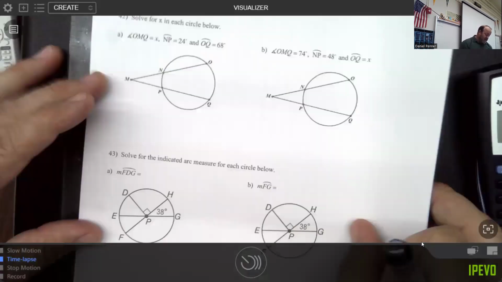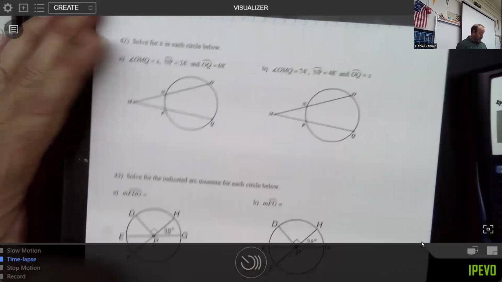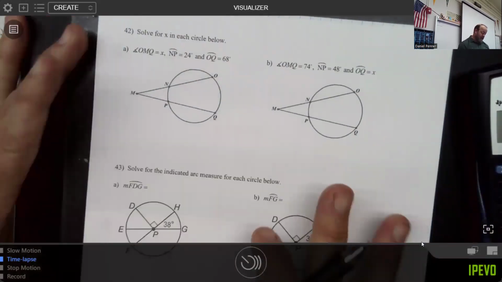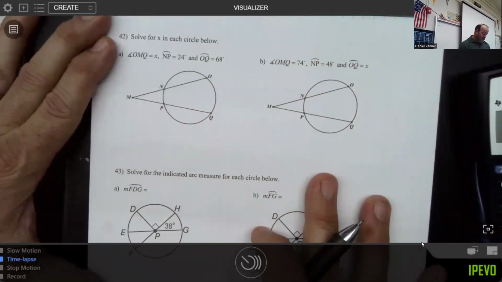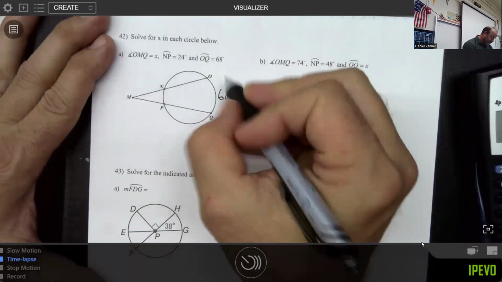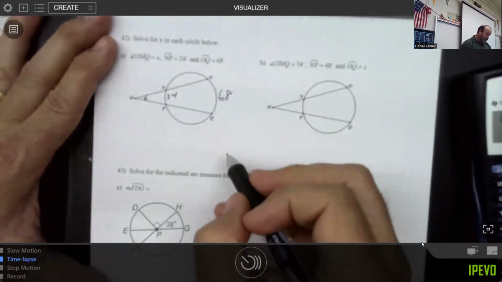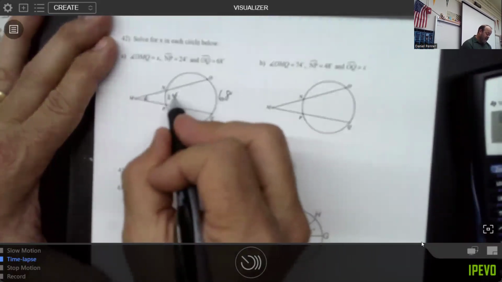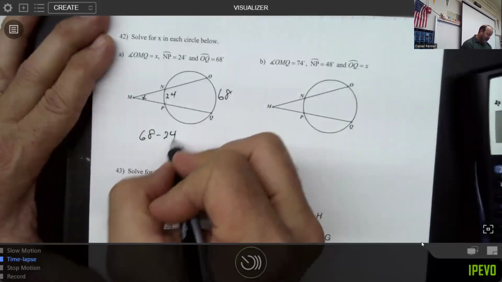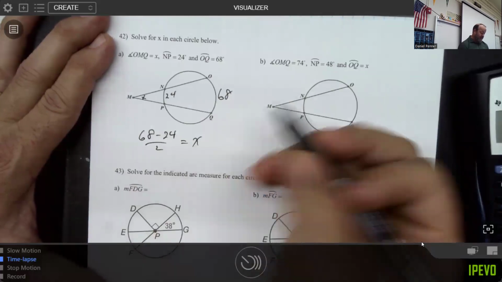Okay, problem 42. Now again, new one. When the things intersect on the outside, it usually creates slightly more complicated stories, but always, always, always mark your picture. So it says arc OQ is 68, arc NP is 24, the angle is X, and our story was you're supposed to find the average difference, which means take the two values, subtract them and divide by 2 to get that angle.